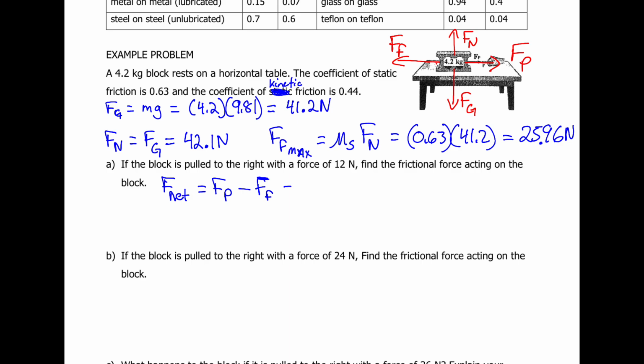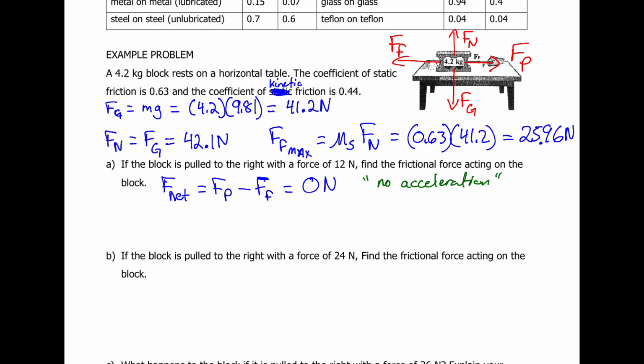Friction force is opposite that. Now, because we've already found the maximum value, we know that the maximum amount of friction will be 25.96. So 12 newtons isn't enough to make this thing move. So we know that our block won't accelerate. This block won't move. So we can set our net force to 0 because there's no acceleration. Just add this in a side mark: no acceleration. No acceleration means no net force, because we just multiply by 0, we get nothing.